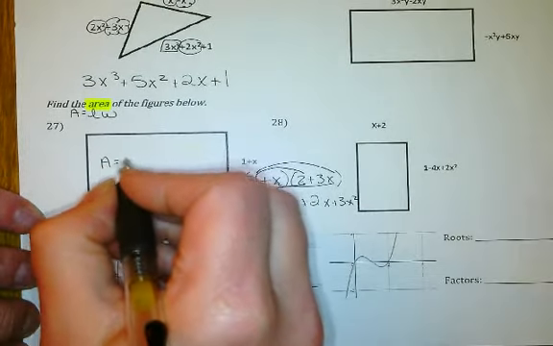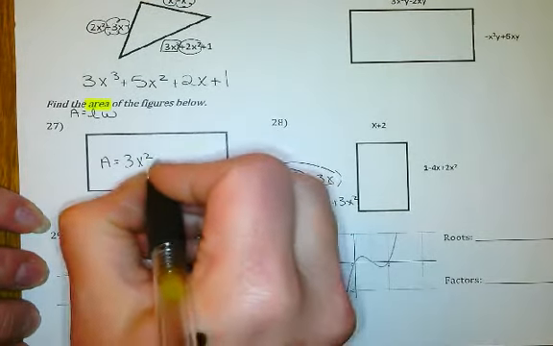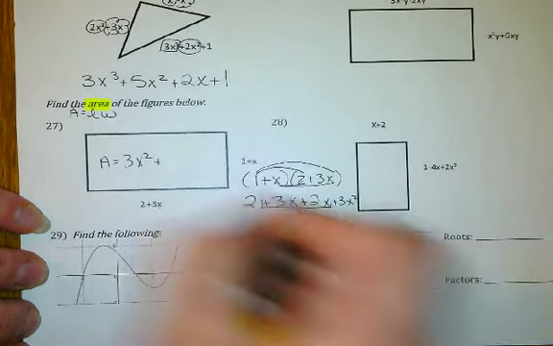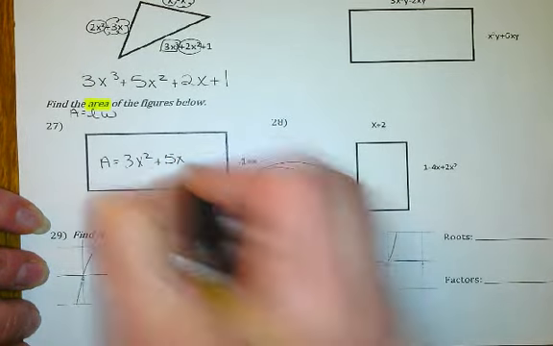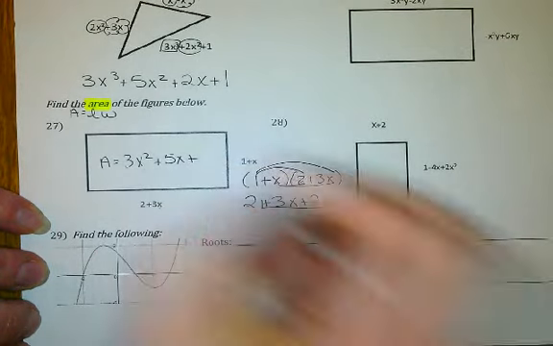So my area here would equal 3x squared. I'm going to combine what's alike. So combine those. Plus 5x. Plus 2.